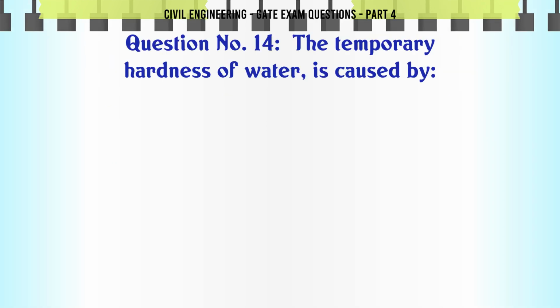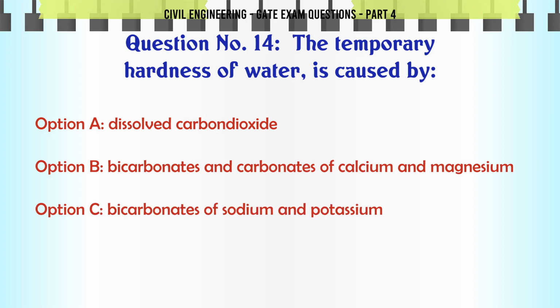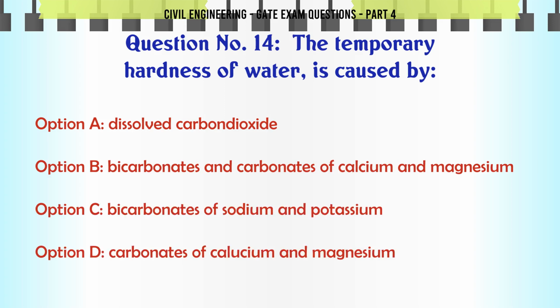The temporary hardness of water is caused by A. dissolved carbon dioxide, B. bicarbonates and carbonates of calcium and magnesium, C. bicarbonates of sodium and potassium, D.